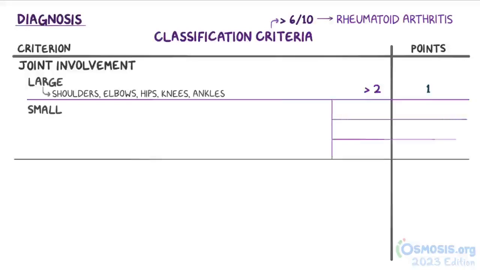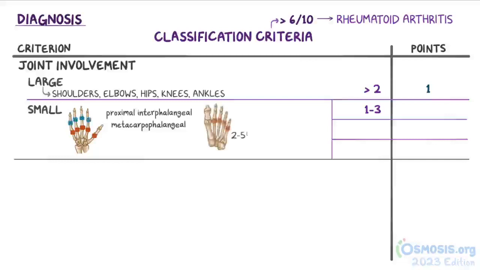Looking at the small joints, if at least 1 to 3 from among the metacarpophalangeal joints, proximal interphalangeal joints, 2nd through 5th metatarsophalangeal joints, thumb interphalangeal joints, and wrists are affected, that gives 2 points. If 4 to 10 small joints are affected, that gives 3 points. And if more than 10 small joints are affected, that gives 5 points.